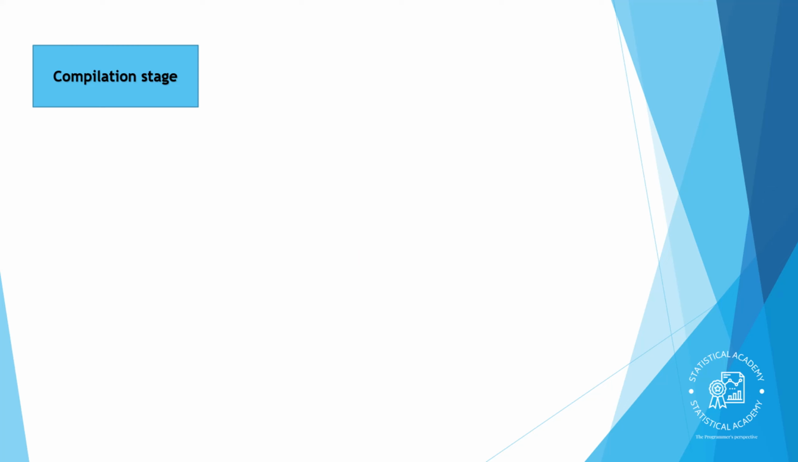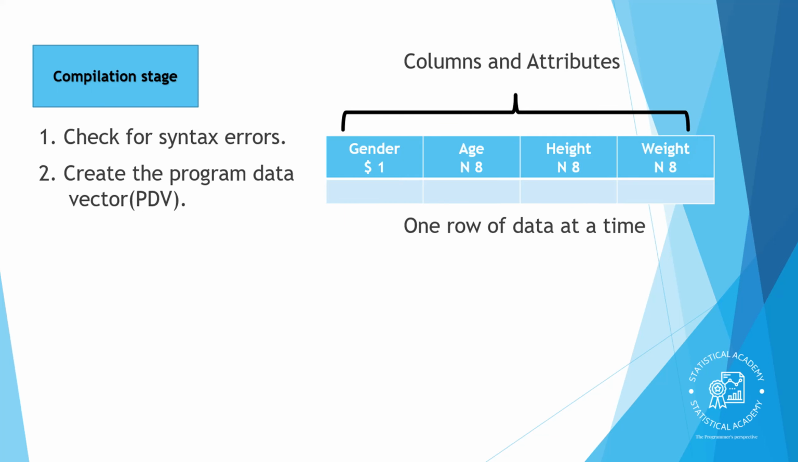Let's look at the compilation phase. First, SAS runs through your program to check for syntax errors. If there are no errors, SAS builds a critical area of memory called the program data vector. The program data vector, or PDV for short, includes each column that you have referenced in the data step and its attributes, including the column name, type, and length. If this representation of the PDV looks like a one-row table, that's because the PDV is used in the execution phase to hold and manipulate one row of the data at a time.